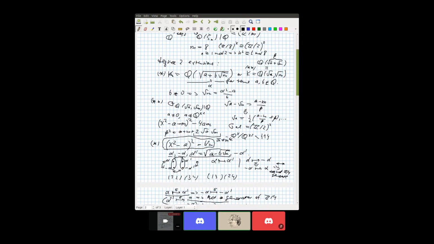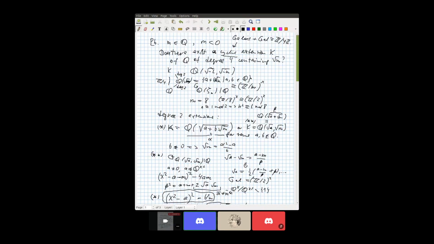You see that if m is a square, then this polynomial is reducible. So we have an extension of degree 2, and not of degree 4. Then we assume that m is negative, so m is automatically non-square. Actually, we can come back to the assumption that it is not a square: it's not zero, and it's not a square.